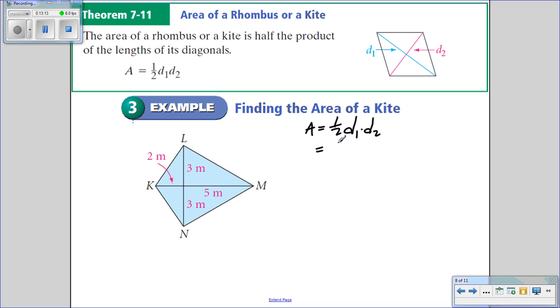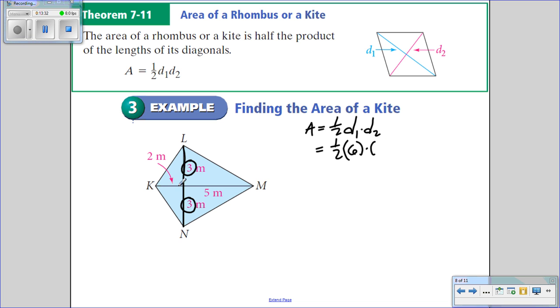So here we go. We have 1/2 diagonal 1 times diagonal 2. Again, kite, rhombus, doesn't matter. I'm going to call LN, this length right here, diagonal 1. That whole length is 3 plus 3, so that would be 6.